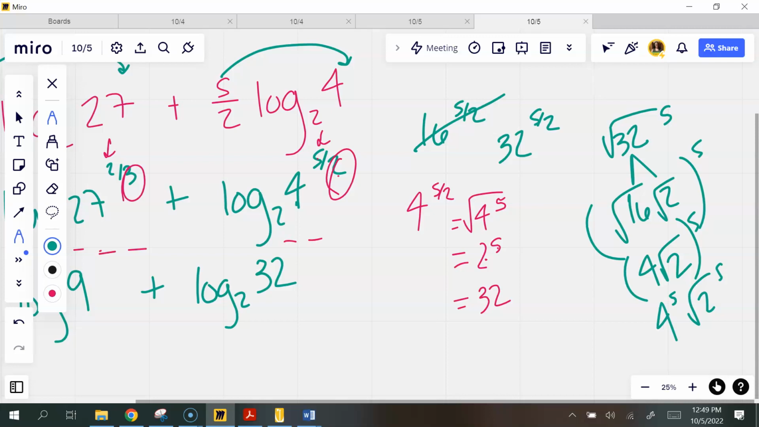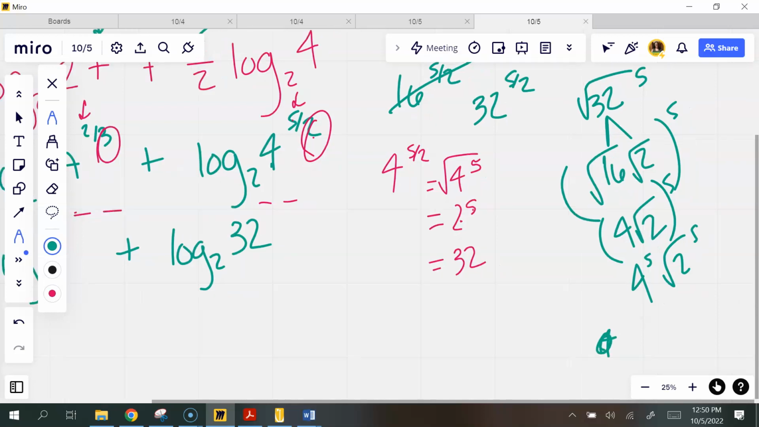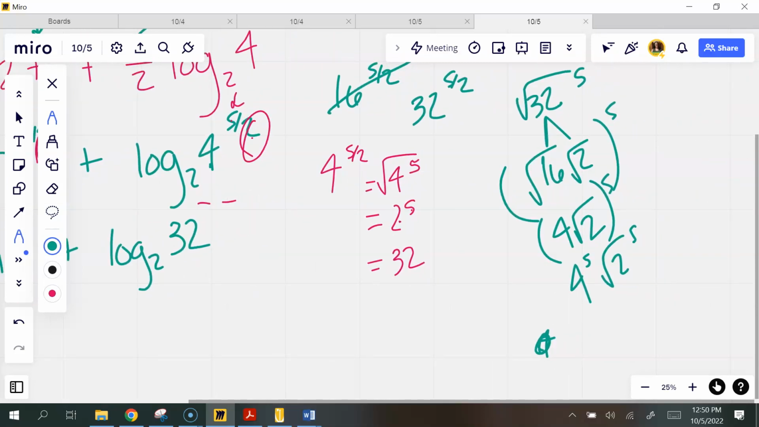You could and then simplify it. You could. If you know what to divide it by, yes. So what's 32 to the 5th? Put it on your calculator. What's 32 to the 5th? 3, 3, 5.